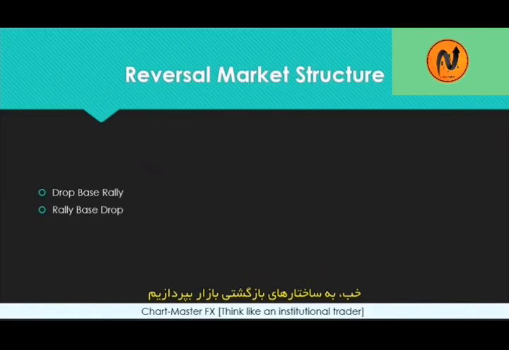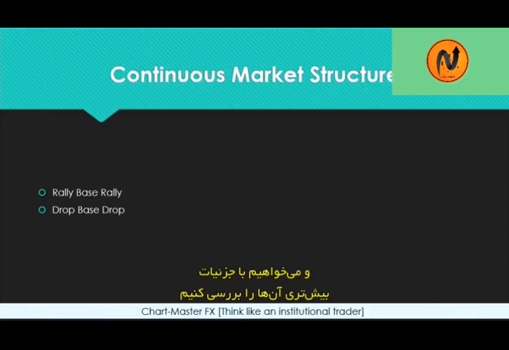So let's go to reversal market structure examples. Under reversal structure, we are going to look at the drop base rally and the rally base drop. These are the two examples of the reversal market structure, and we are going to look at them in a more detailed manner. So let's go to the continuous market structure.